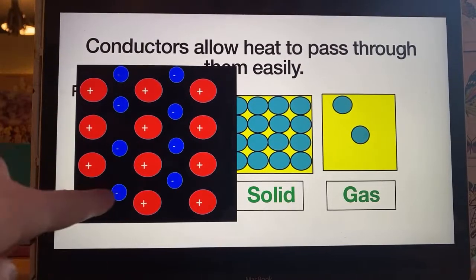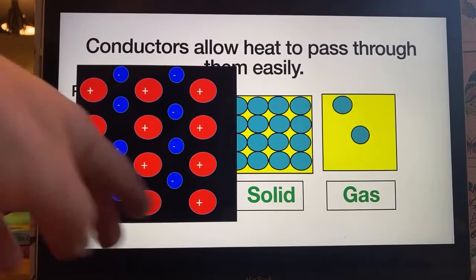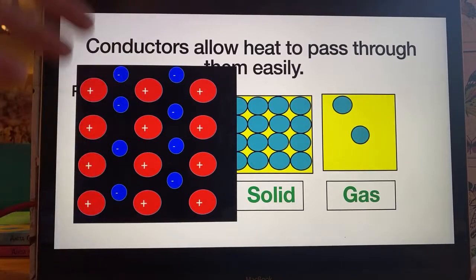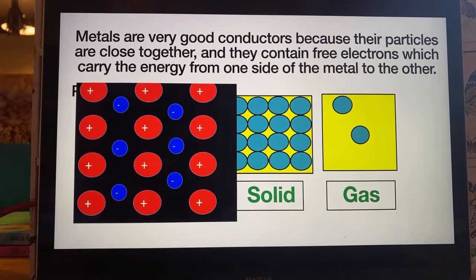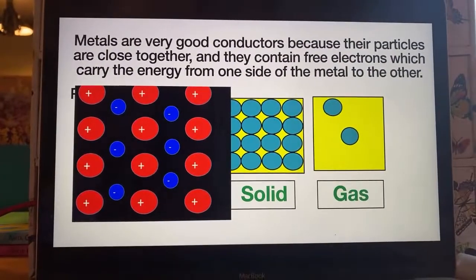But also the free electrons would just get very hot and then whizz the energy to the other side. So yeah, that's conduction, and it happened. Oh look, I wrote it all down for you. That's conduction, and metals are very, very good conductors because their particles are close together and they contain free electrons which carry the energy from one side of the metal to the other. I just said that, but doesn't it look nice written down?